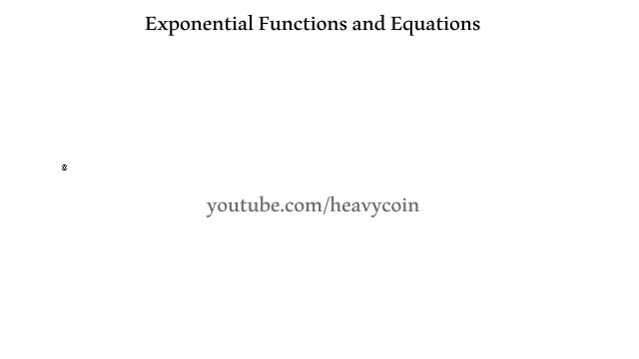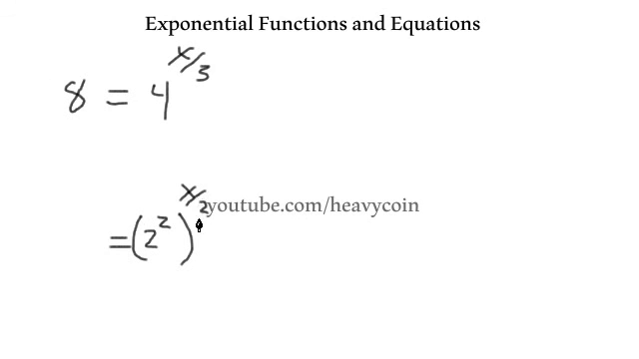I'm going to work a couple more of these exponential equations, and then I think I'll quit on this section on exponential functions and equations. So let's see, we've got 8 is equal to 4 raised to the x over 3. The idea is we want to get both these numbers to be the same. The way I'm going to do this one is I'm going to say 2 squared raised to the x over 3, and then this one here will be 2 to the third is 8.